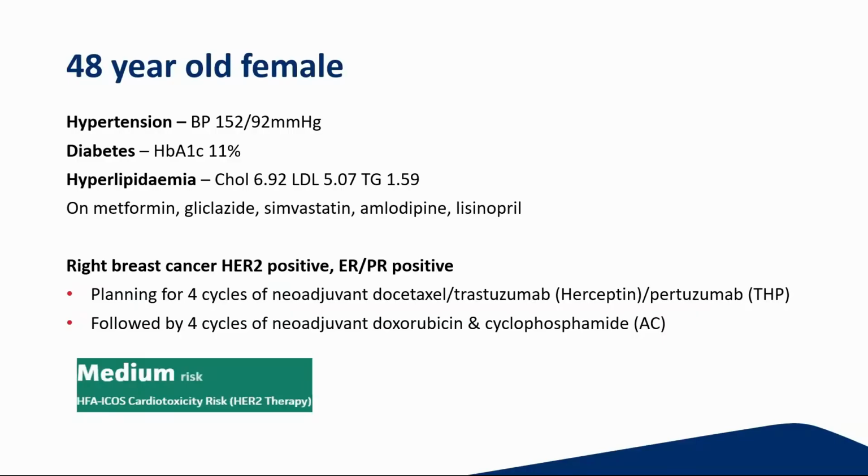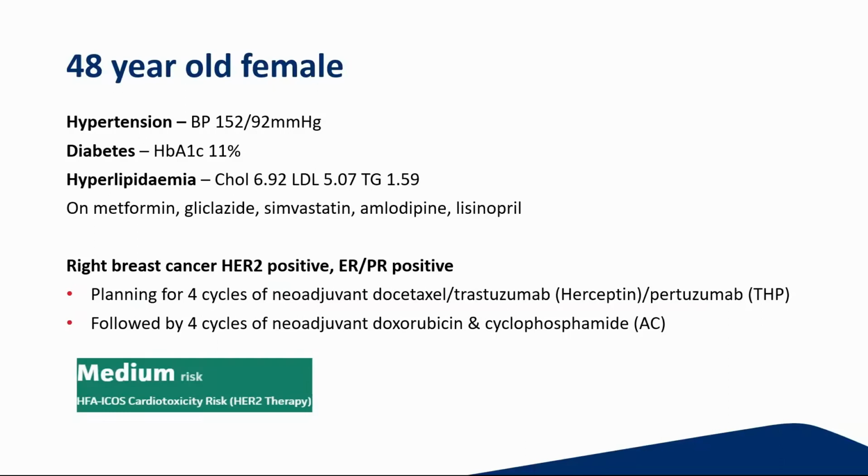So you think, what do you need to do in this case? Recognizing that this patient has breast cancer, you look at her therapies and you realize that she's on anthracyclines as well as anti-HER2 therapy. So she's at risk now. You go and examine her as you would, and you look at her cardiovascular risk factors, and you realize that they're all poorly controlled in this case. Presume that the ECG is normal. You run through your risk score that we were showing before, which is the HFA-ICOS score, and she comes up as medium risk, predominantly from her poorly controlled cardiovascular risk factors.